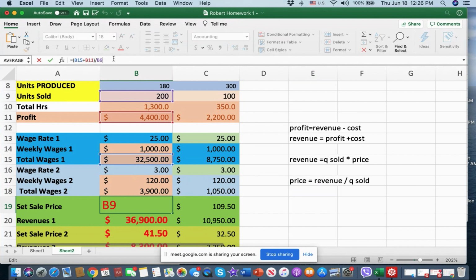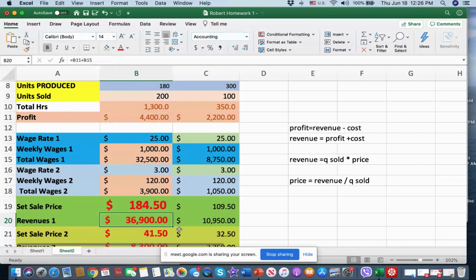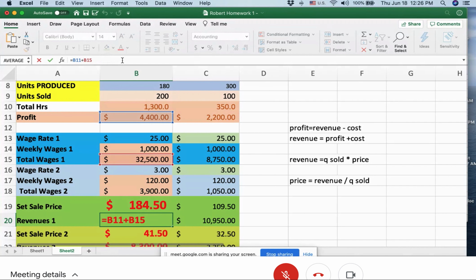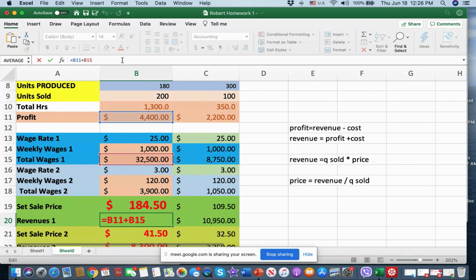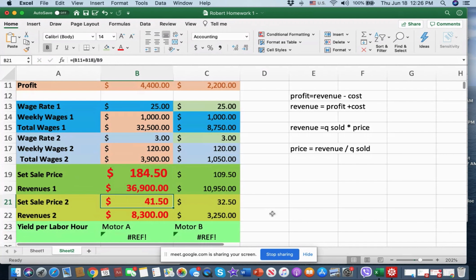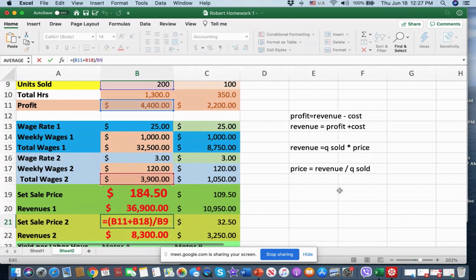I think it is, because wages, I think it's the cost. And you have to do revenue. You're trying to find the revenue, so it's the revenue divided by the units sold. Good. And what do you have here? You have the revenue. What is the revenue? The revenue is your profit plus your cost. And this is correct. And you go further down. You want to see what is the sale price for the second case. What do you have here? What is this information?